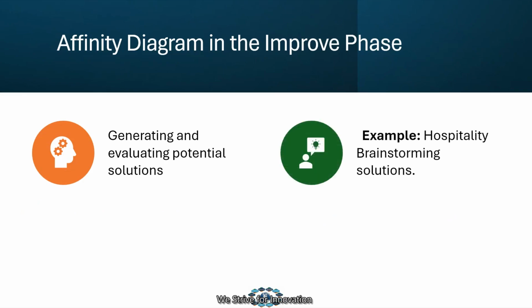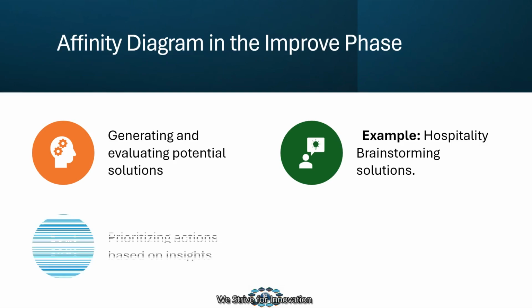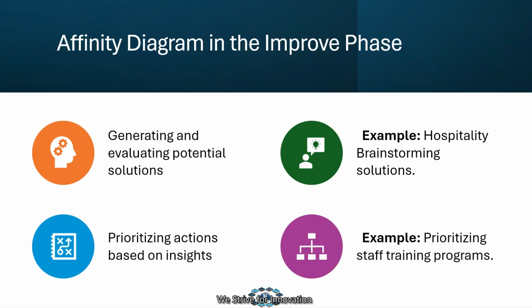Now, in the improve phase, you will start to generate and evaluate potential solutions. For example, in a hospitality setting, the team may use affinity diagram to brainstorm solutions to improve guest satisfaction based on grouped feedback, and you will prioritize actions based on the insight you just gained by considering, of course, the impact and feasibility of each solution. And the team can prioritize actions to implement, such as a staff training program or facility upgrade as needed.